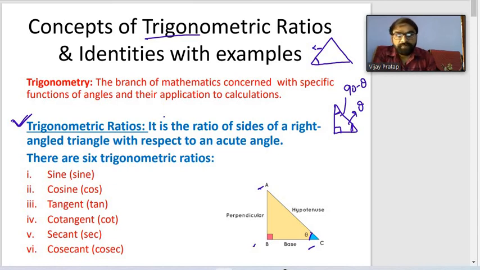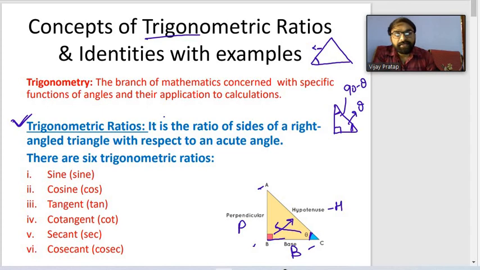The side just opposite to the acute angle is known as the perpendicular, the side just opposite to the right angle is the hypotenuse, and the side on which the angle forms is the base. Let us consider perpendicular is denoted by p, hypotenuse is denoted by h, and base is denoted by b.